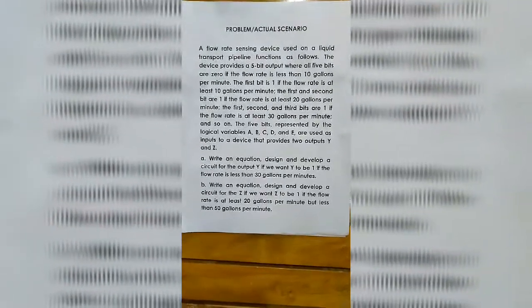The first question, A: write an equation, design and develop a circuit for the output Y if we want Y to be 1 if the flow rate is less than 30 gallons per minute. B: write an equation, design, and develop a circuit for the Z if we want Z to be 1 if the flow rate is at least 20 gallons per minute but less than 50 gallons per minute. So let's proceed to the solution.